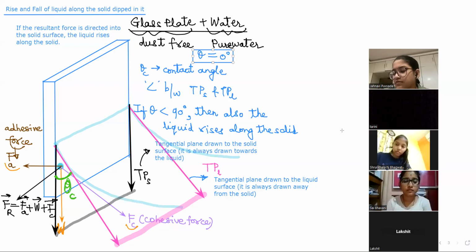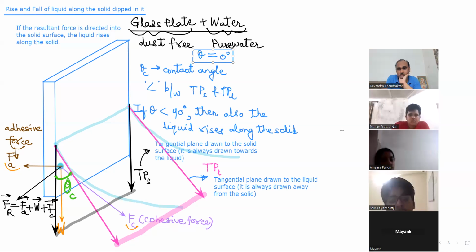Sir, if theta is exactly 90, then what happens? When theta is equal to 90 degrees, the fluid will neither rise along the solid nor will it go down along the solid, fall along the solid. Okay.